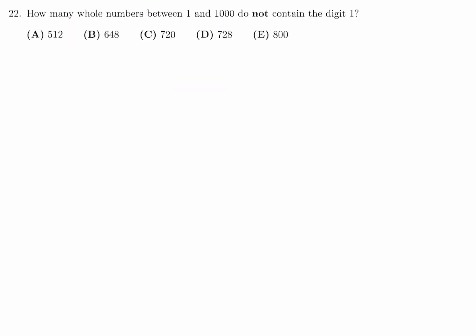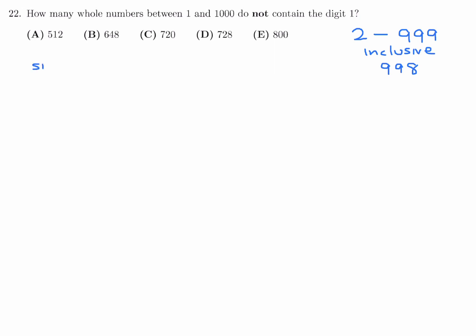How many whole numbers between 1 and 1,000 do not contain the digit 1? So between 1 and 1,000 means 2 to 999 inclusive. And how many of those numbers are there? First of all, in total, 998. So of those 998, how many do not contain 1? So what we'll do is look at how many do contain 1, and then we'll subtract it from 998.